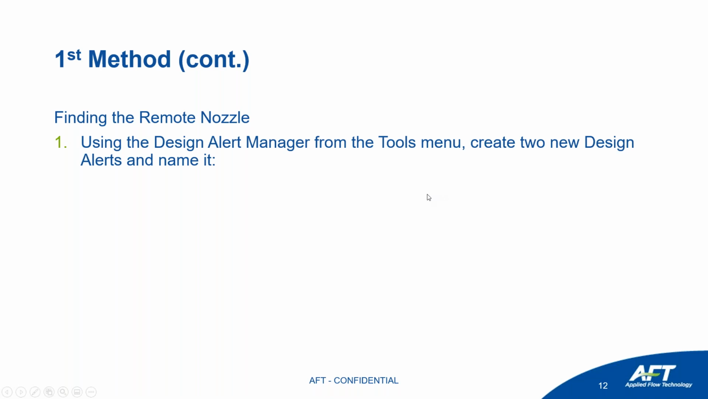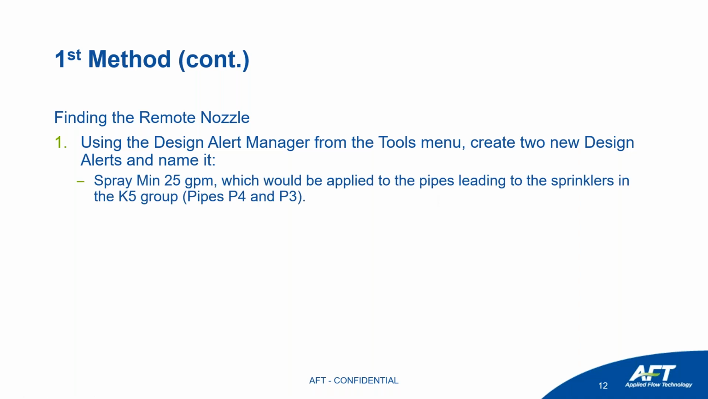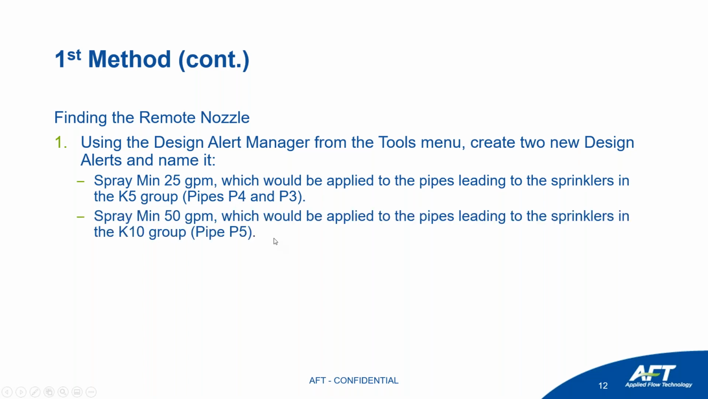Using the design alerts from the tool menu, we create two design alerts and we name them. The first design alert would be for the spray minimum 25 gallons per minute, which would be applied to the pipes leading to the sprinklers in the K5 group, which would be pipe 4 and pipe 3. And a second design alert would have a minimum flow requirement of 50 gallons per minute, which would be applied to the pipes leading to the sprinklers in the K10 group, which would be pipe 5.